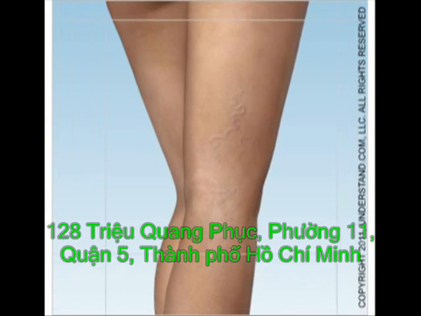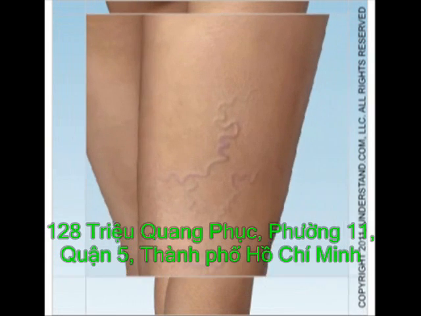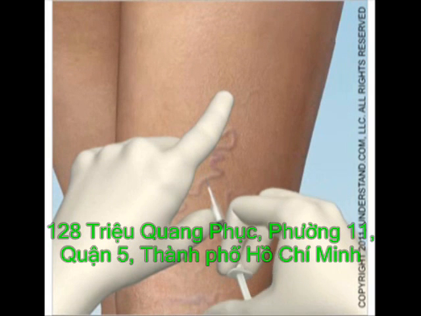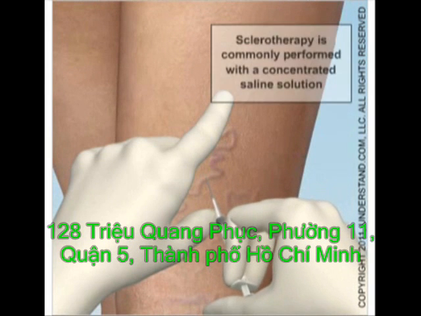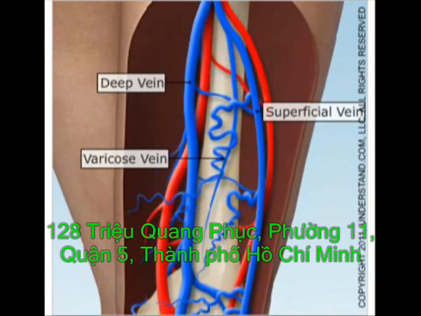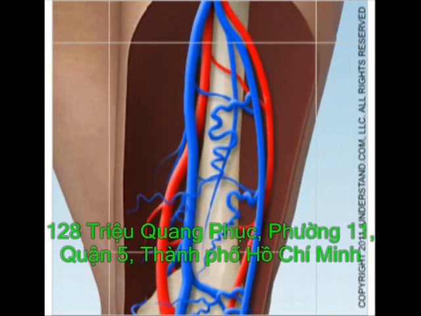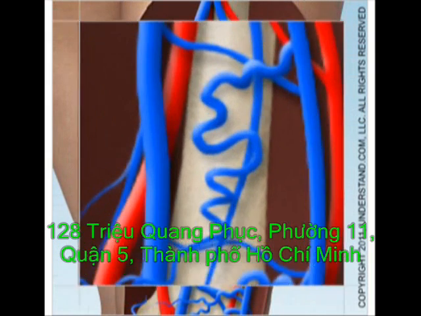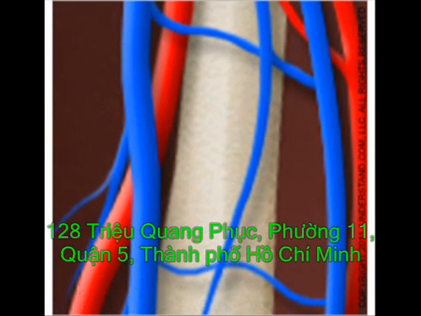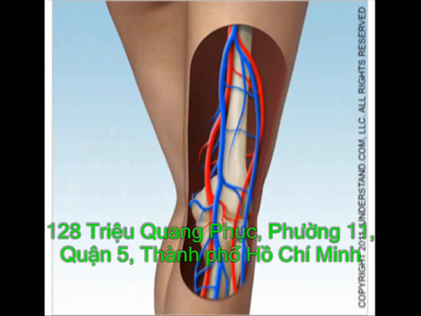During sclerotherapy, a chemical solution known as a sclerosing agent is injected at several points along spider and varicose veins. Sclerotherapy is commonly performed with a concentrated saline solution, although other chemical solutions or special foam may be used as well. The agent irritates the lining of the veins, which in combination with compression after treatment, causes the vein walls to collapse. Over time, the veins will be absorbed by the body, restoring a smoother, more youthful appearance.